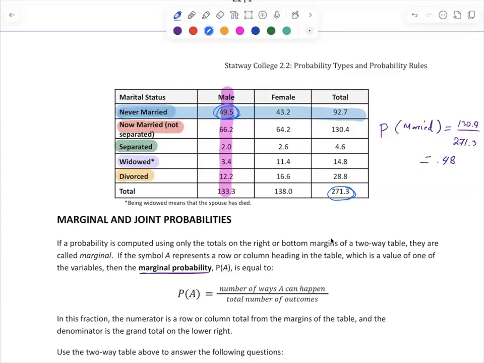Being female is this category, right? Let me use a different color. Being female is this category. And now married is this category, everybody. Now married. So what is the intersection? The intersection is 64.2. 64.2 out of the total of 271.3.